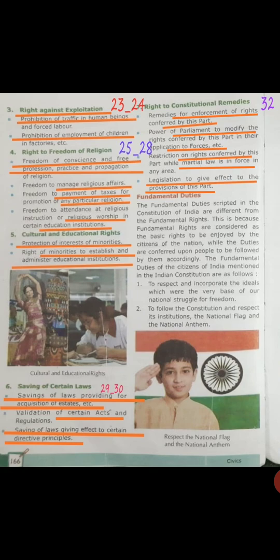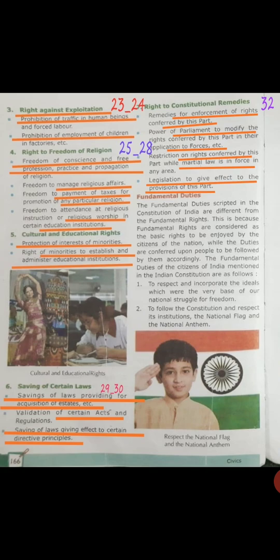Only 6 fundamental rights are there: right to equality, right to freedom, right against exploitation, right to freedom of religion, cultural and educational rights. The saving of certain laws is included in the fifth. Saving of certain laws means that we have to protect some laws or acts which give effect to certain directive principles. Like in directive principles, I will give you an example. We had the right to education. It was firstly in the directive principles. Now it is included in the fundamental rights. That's Article 21A, the right to education.